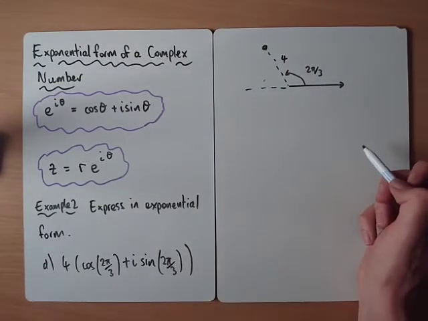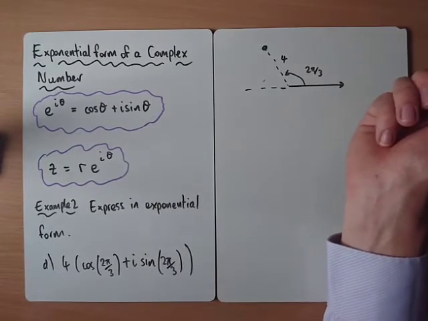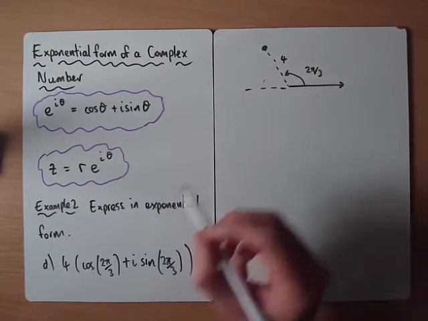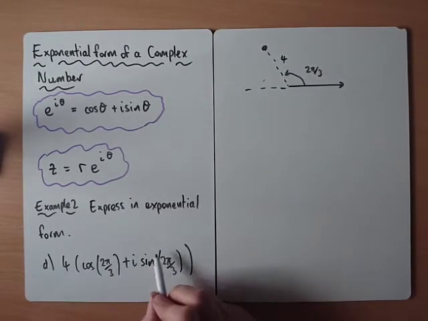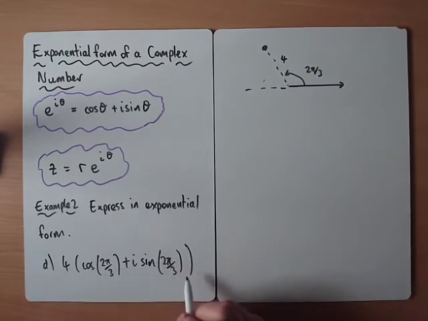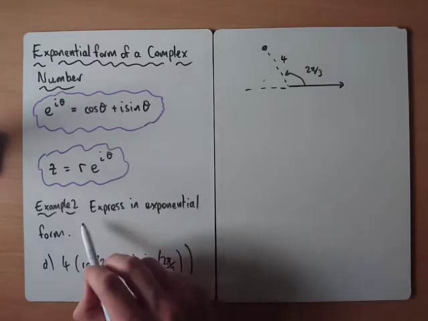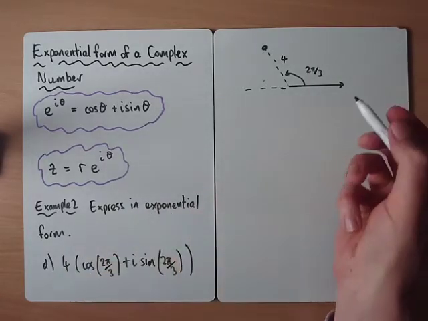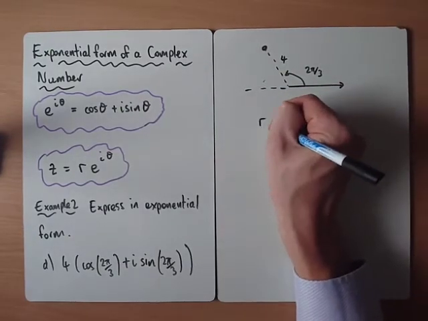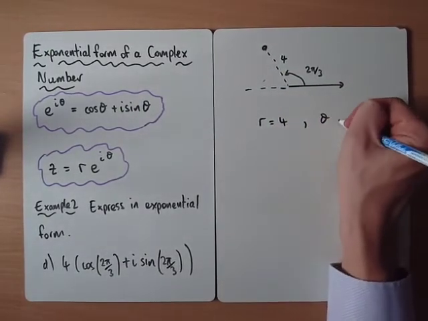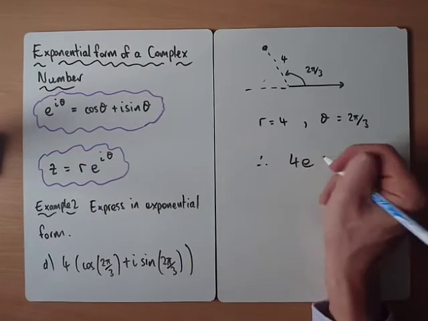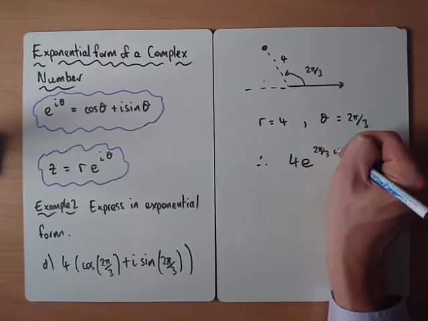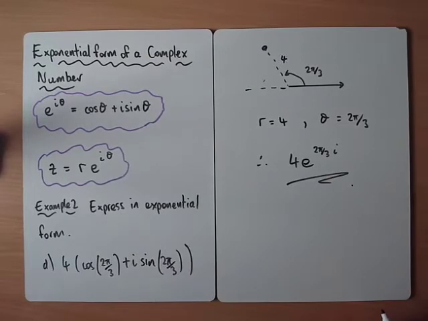Okay, and so there's a couple of ways of doing this, but I suppose the easiest way is to just use your calculator to evaluate what cos of 2 pi over 3 is and what sine of 2 pi over 3 is, and that would literally just spit out the Cartesian form. Oh no, actually we don't even need to do that. It says express in exponential form, doesn't it? Read the question, Josh. So we know that r is equal to 4, and we know that theta is equal to 2 pi over 3. That's literally all we have to do. So therefore, 4e to the 2 pi over 3 i. That's it, straight away into exponential form.